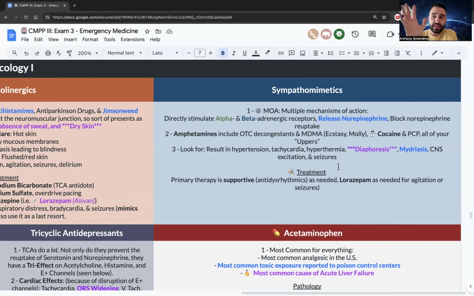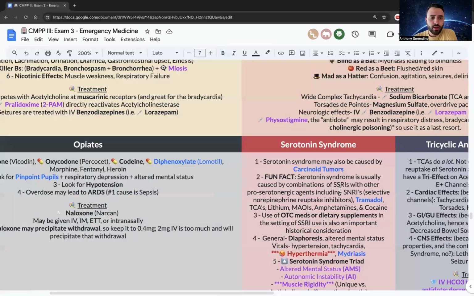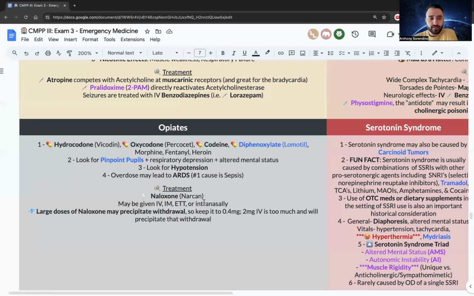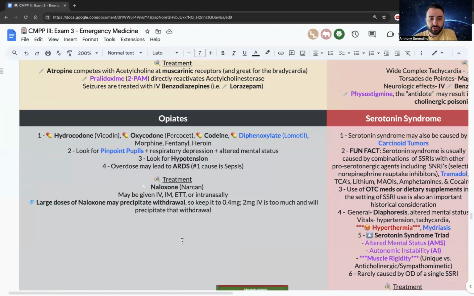All right. So you don't see that anywhere else other than serotonin syndrome. But diaphoresis here, mydriasis, again, sympathomimetic. We're up, we're fighting a lion. We need to see in the dark. So you'll see mydriasis. Primary therapy here is actually just supportive. There's no antidote for that. Opiates, Narcan. If you give them too much Narcan, it can precipitate withdrawal. Nothing crazy there.